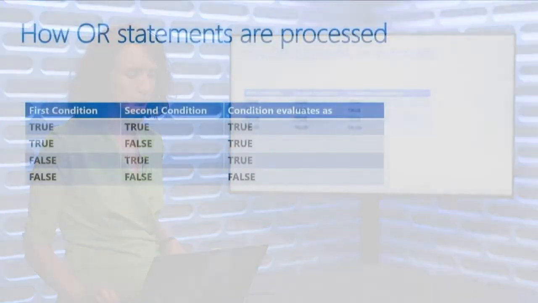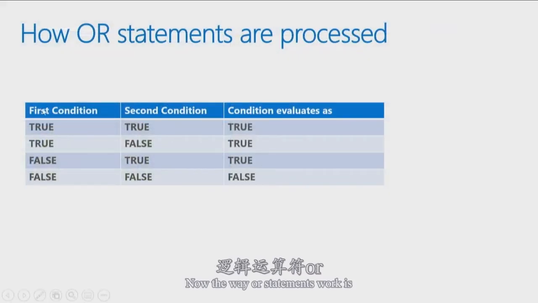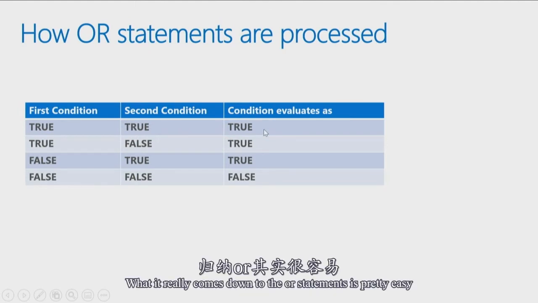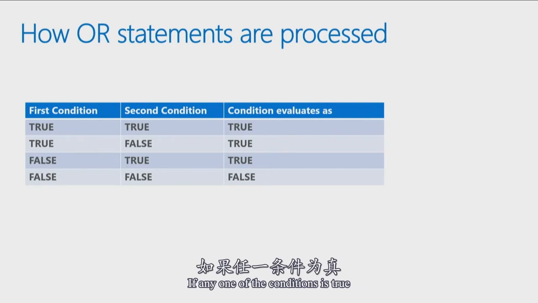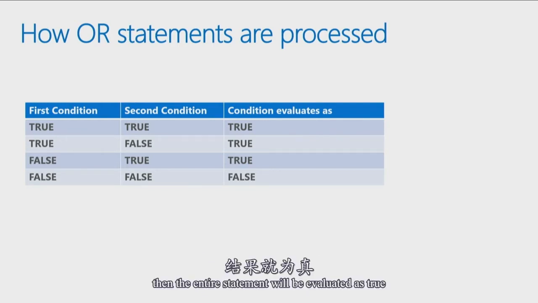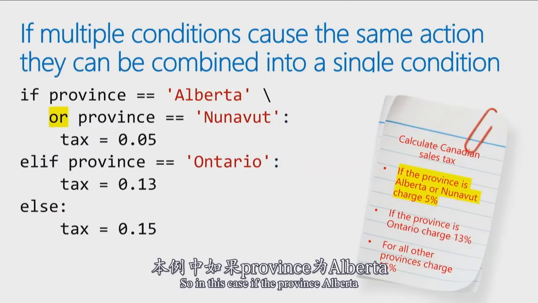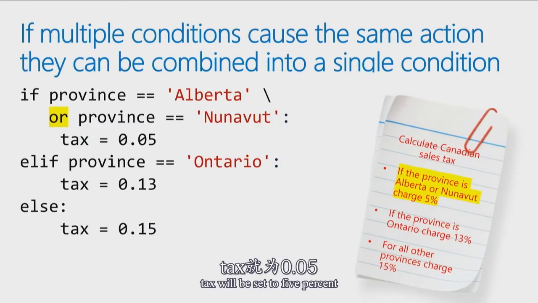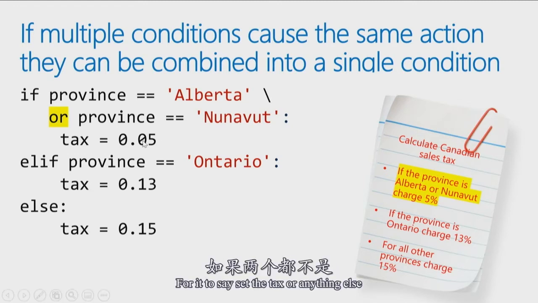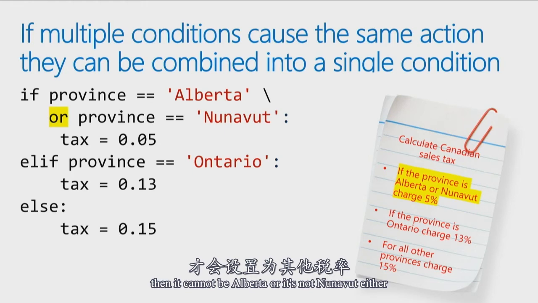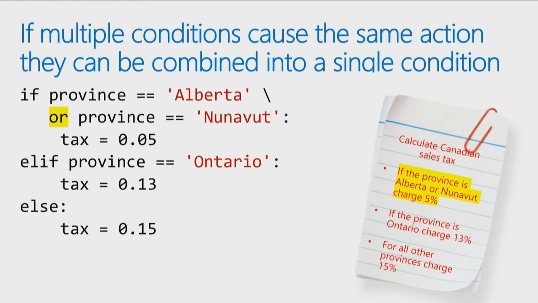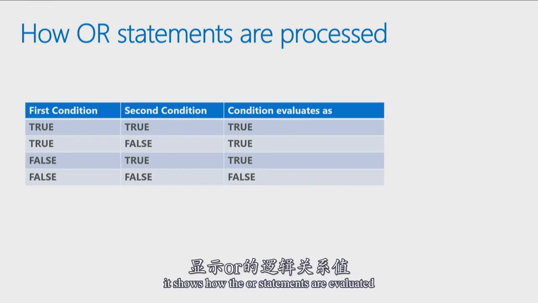Now the way or statements work is if the first condition is true and the second condition is true, the condition evaluates as true. What it really comes down to with or statements is pretty easy. If any one of the conditions is true, then the entire statement will be evaluated as true. So in this case, if the province is Alberta, tax will be set to 5%. If the province is Nunavut, set the tax to 5%. It doesn't matter which one is true. If any of them is true, it will set the tax to 5%. For it to set the tax to anything else, it cannot be Alberta, and it's not Nunavut either. So it has to be neither one of them. So this is what we call a truth table that shows how the or statements are evaluated.